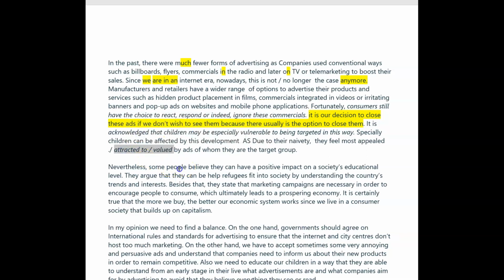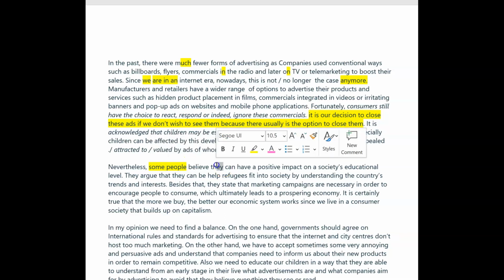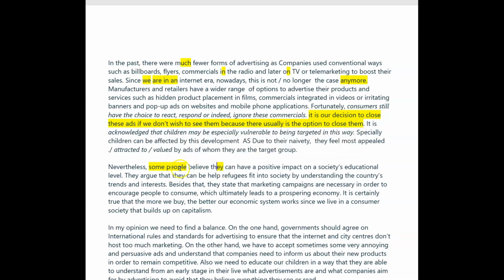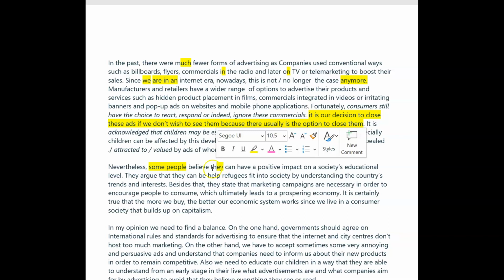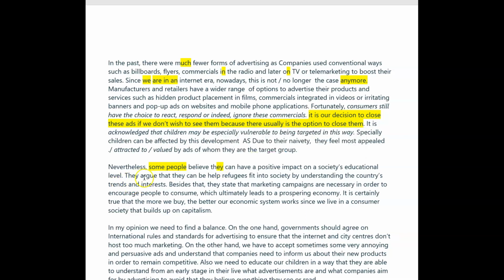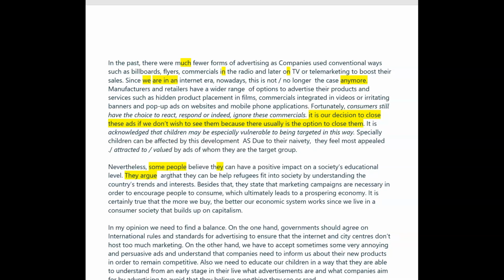Nevertheless, some people. So instead of some people, who might they be? Believe these. So these would be the adverts, not they, the people. So some marketeers, some business experts believe these or such advertising can have a positive impact on society's educational level. Comma, arguing that. So lengthen that sentence, use a participle clause here. Arguing that they could help refugees to fit into society by understanding countries' trends and, okay.